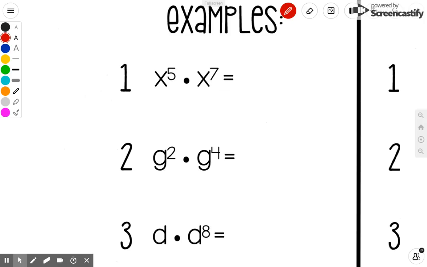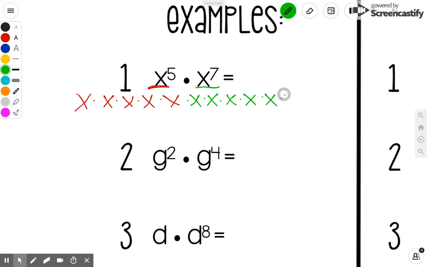So the first thing we have is x to the fifth. And x to the fifth means 5 x's. So 1, 2, 3, 4, 5. Okay, and then we've got x to the seventh. So that's 1, 2, 3, 4, 5, 6, 7. So if we want to find out what that equals, we just need to count them all. So we've got 12. So this is x to the 12th power.